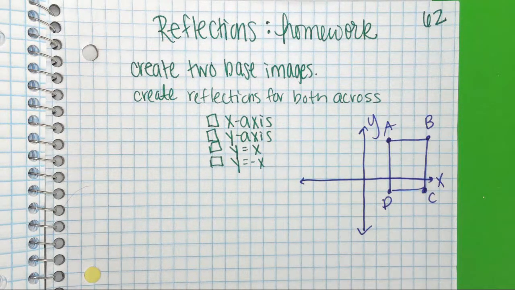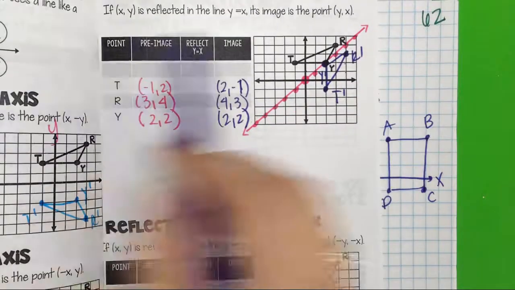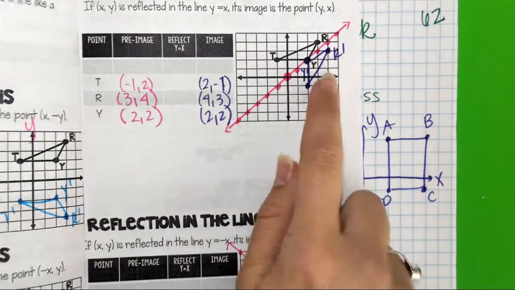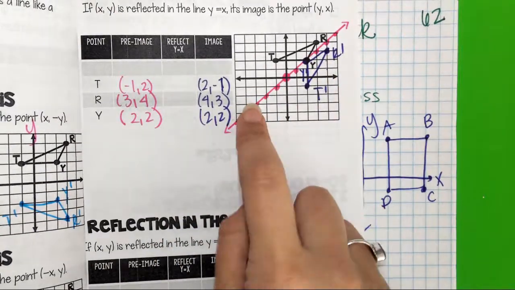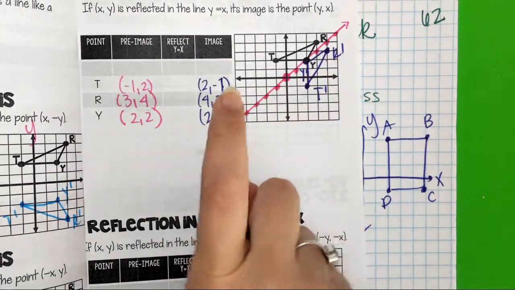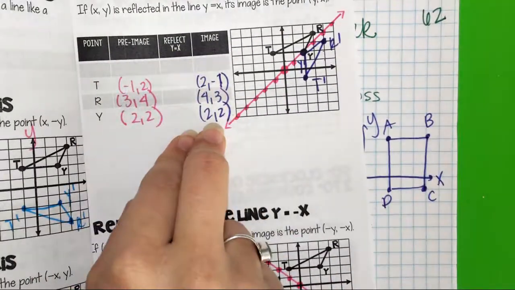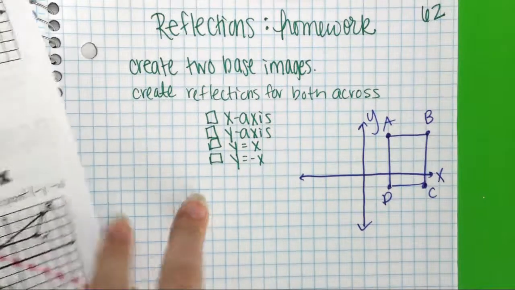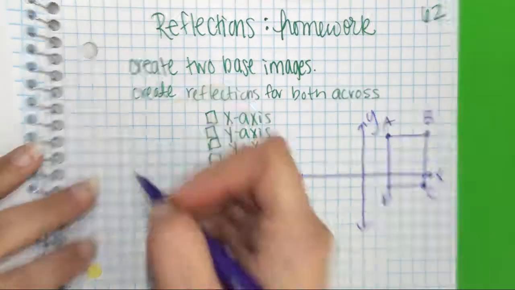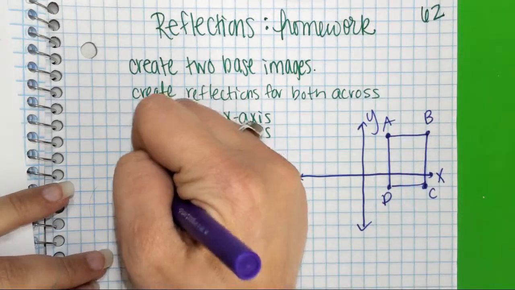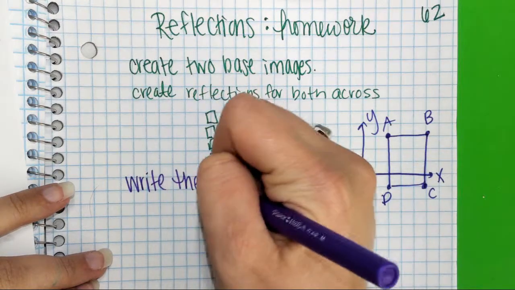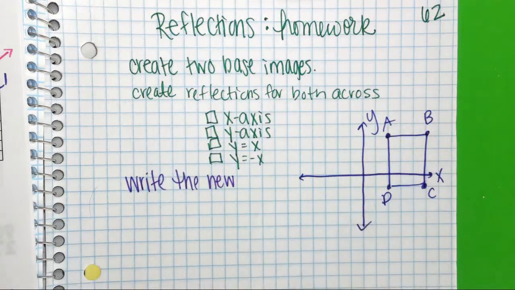Does everybody understand? So you're basically going to make the charts that we just did here for each one, because not only do I want to see your picture, I want to see the new coordinates. So you must show me the new coordinates. Can we draw a chart like that? Yeah, whatever makes you happy.